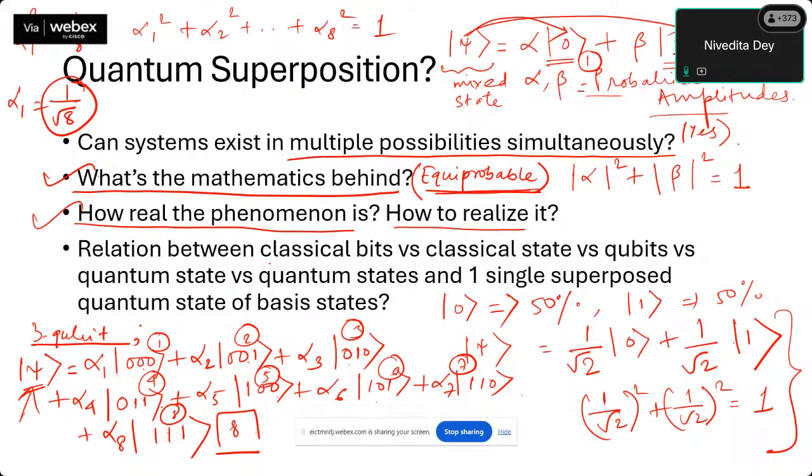And next is the relation between classical bits, say a 5-bit register, versus a classical state, say 00101, which is only one classical state. Versus qubits, that is the 5 fingers, so the number is 5, versus the quantum state. Quantum state means the superposed one, right? That is my hand altogether, versus the quantum states which are each of the 32 states. They are also quantum, but they are pure. They are not mixed or superposed, but basis states or pure states, versus one single superposed quantum state of basis states. So this is the side I'm talking about, where if you take the count, it will be 32.